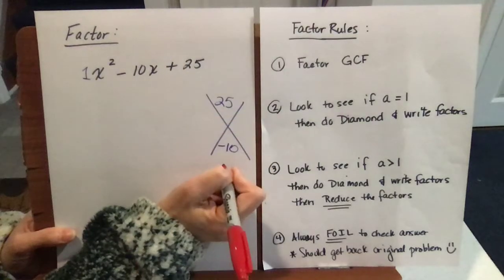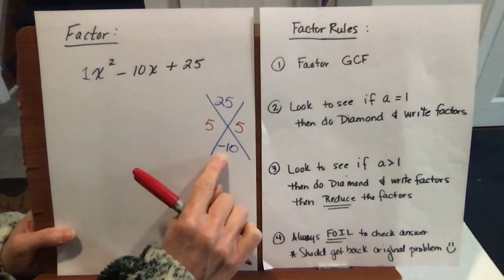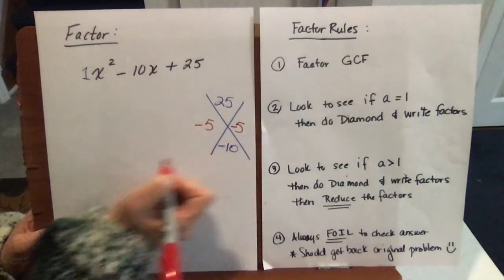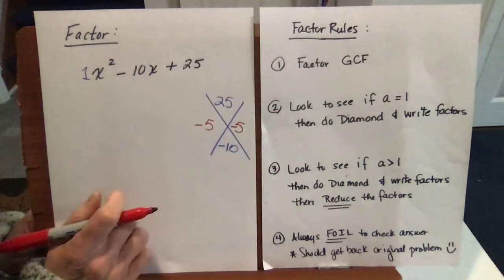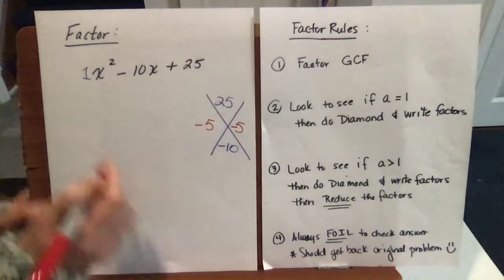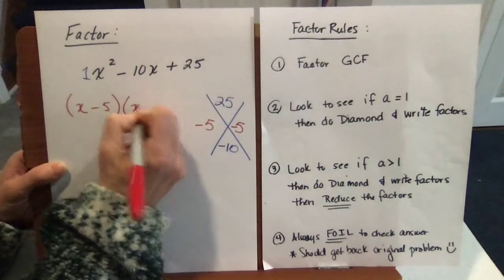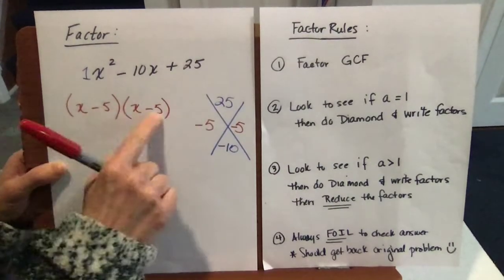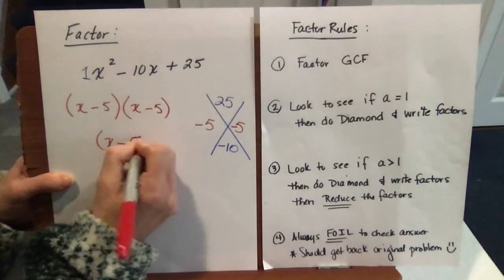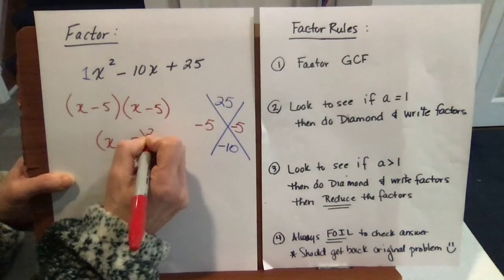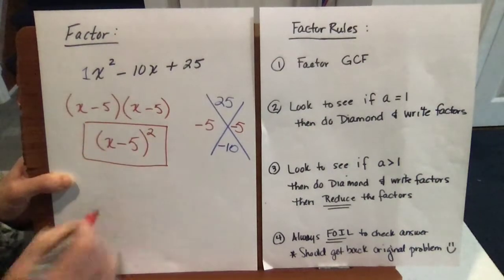Well, what comes to mind to give you a 10 is a 5 and a 5. But now we need a placement of signs because we need it to add to a negative 10. So to multiply to a positive, they'd both have to be negative, and to add to the negative 10, they'd both have to be negative. So you double check it, it works, and you write your factors: x minus 5 times the quantity of x minus 5. What's unique is you have the same quantity times itself. So it's the quantity of x minus 5 squared, and the square is on the outside. And this is our final answer.